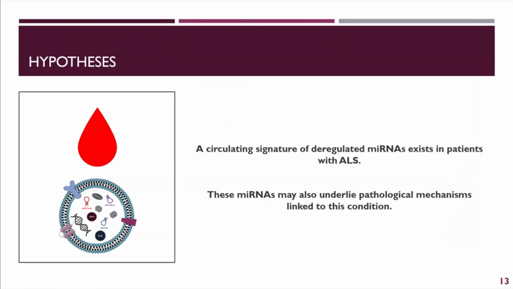So what is our hypothesis? Well, that there's a circulating signature of deregulated microRNAs that exist in the patients. And we're going to be looking at that one in blood as their circulating signature. These microRNAs, we think they also would underlie pathological mechanisms in this condition.